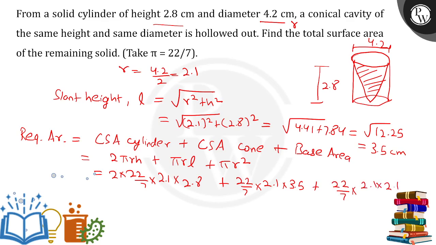You can go on with the calculation part and you'll get the three values to be 36.96, this to be 23.1, and the third surface area is 13.86. Doing the addition, we'll get the final answer as 73.92 centimeter square. This is our final answer.